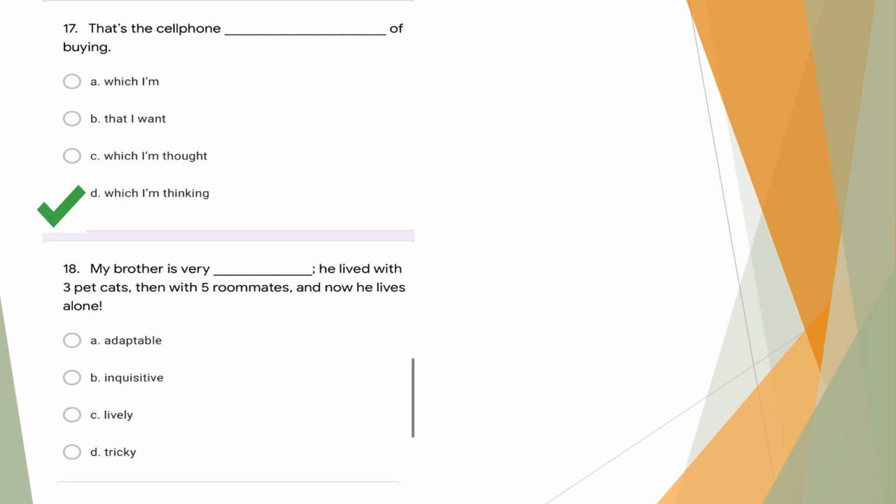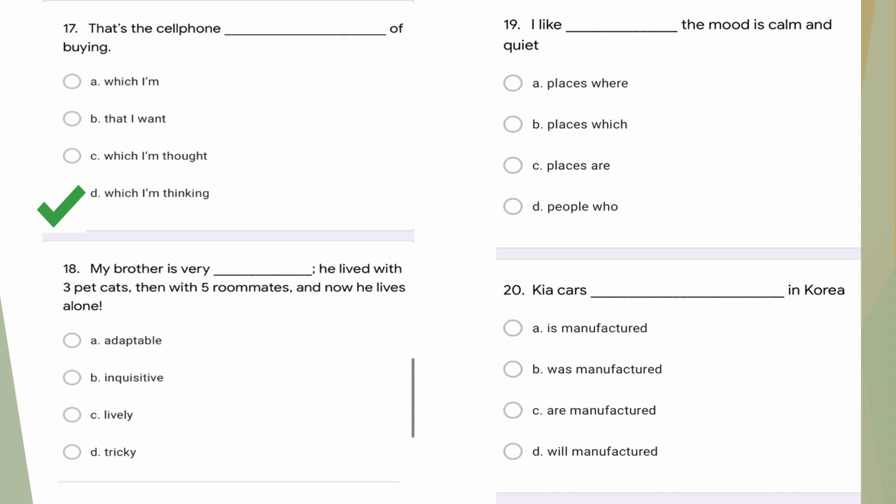Okay, 18. My brother is very blank. He lived with 3 pet cats, then with 5 roommates, and now he lives alone. So he has lived in very different situations. So the word is the adjective. Oops, sorry, we're missing the answer there. But the answer is adaptable for number 18.